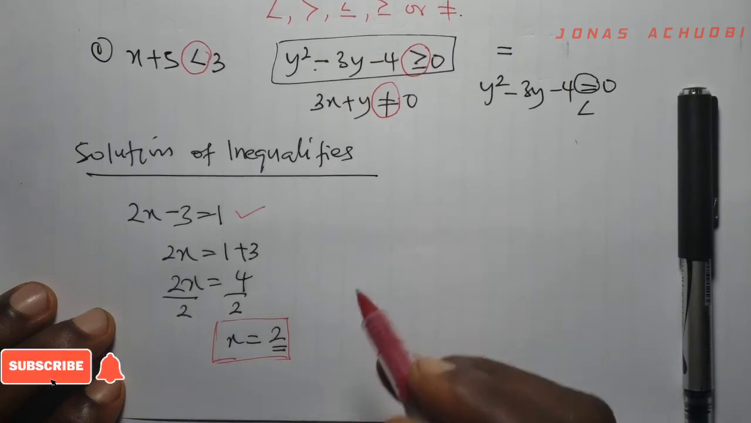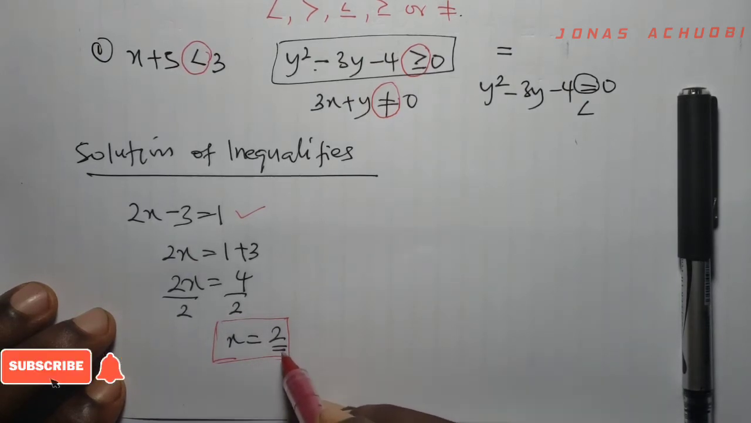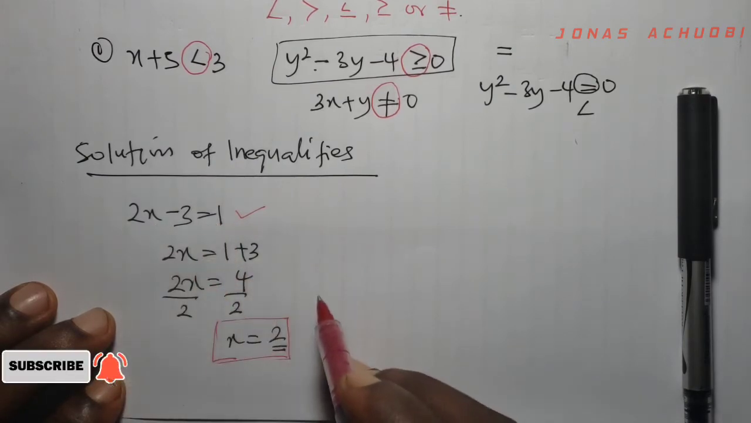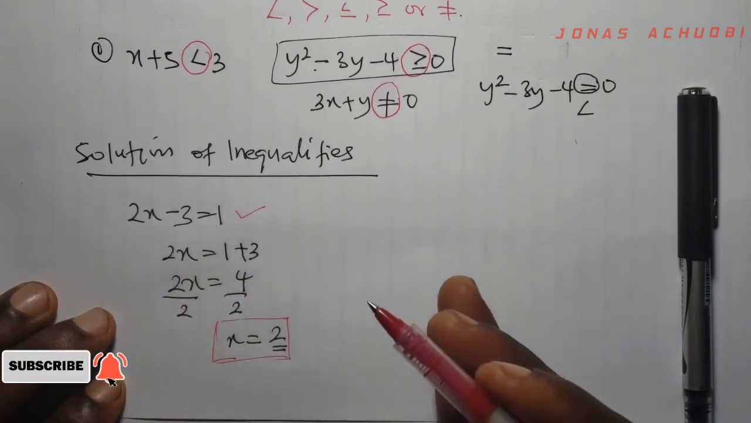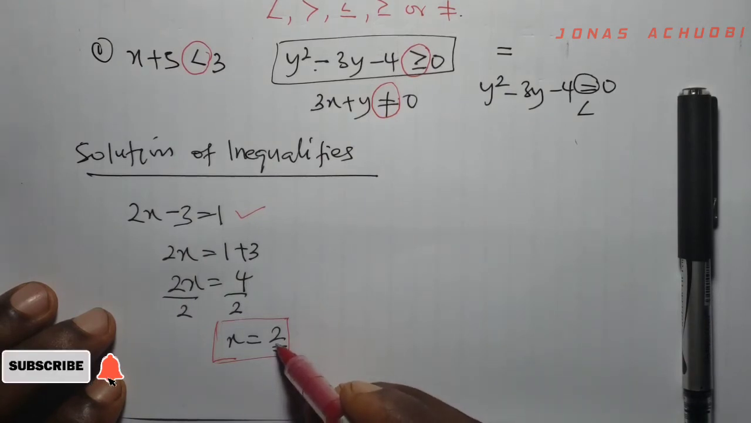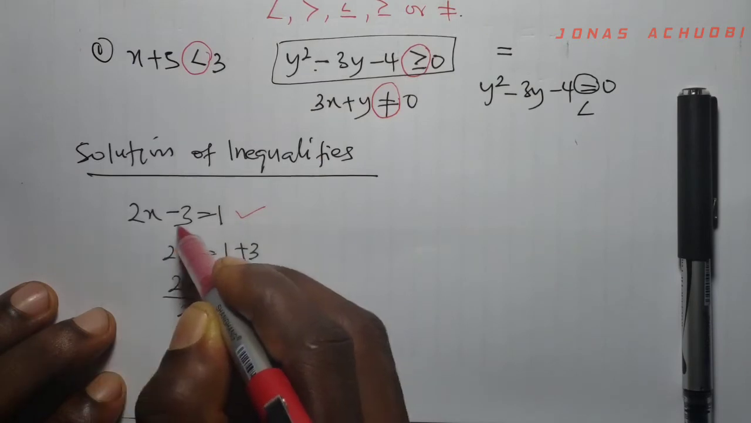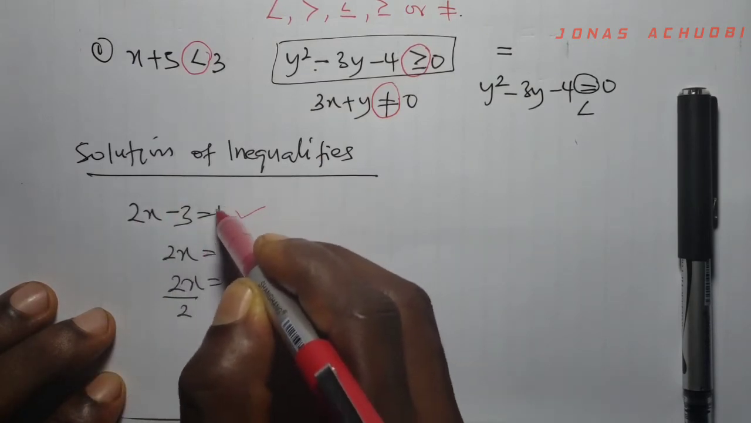In other words, it means that x equal to 2 is the only value of x that satisfies the equation. What do we mean by satisfying the equation? That if we plug in the value x equal to 2 into the left hand side of the equation, then we shall end up with the right hand side.